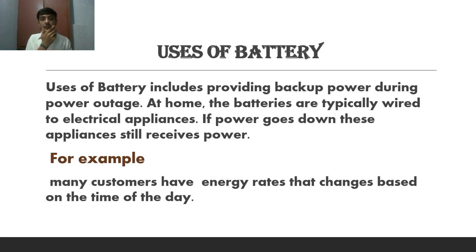Uses of batteries include providing backup power during a power outage. At home, the batteries are typically wired to electrical appliances. If power goes down, these appliances still receive power. For example, many customers have energy rates that change based on the time of day.